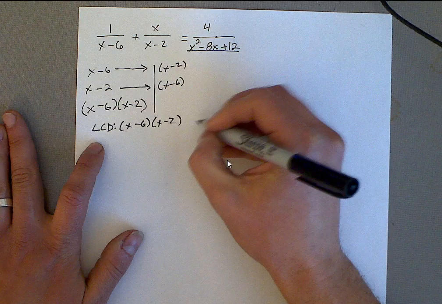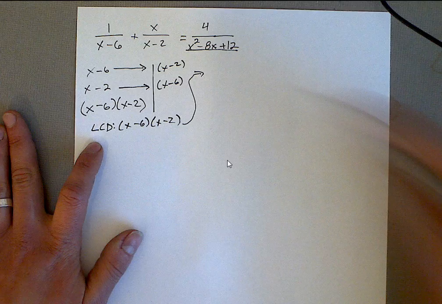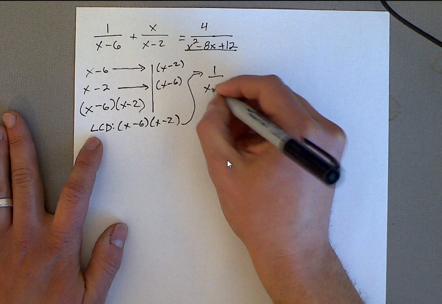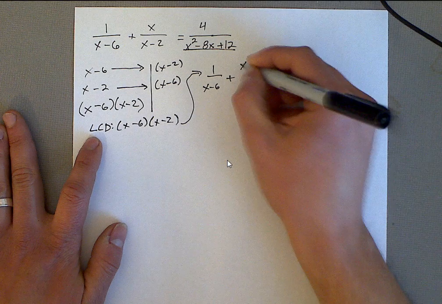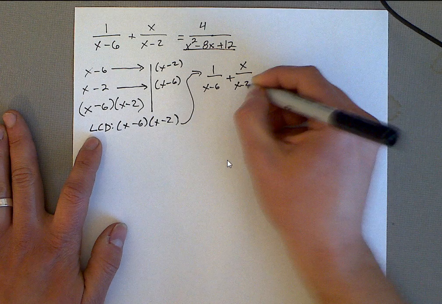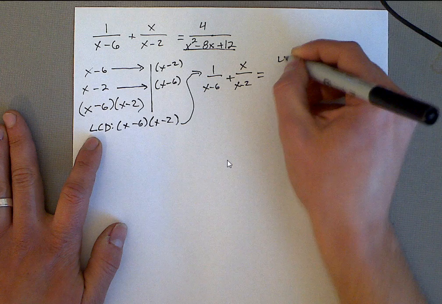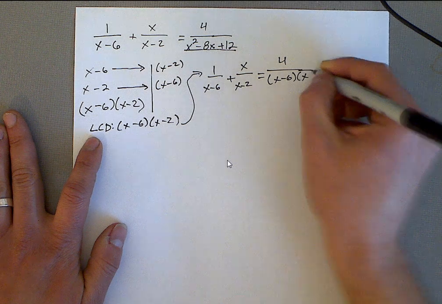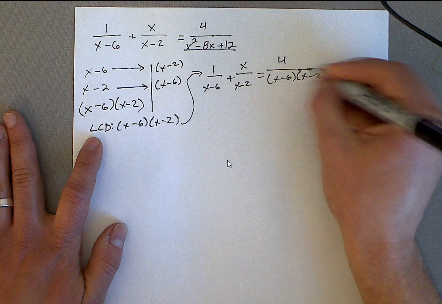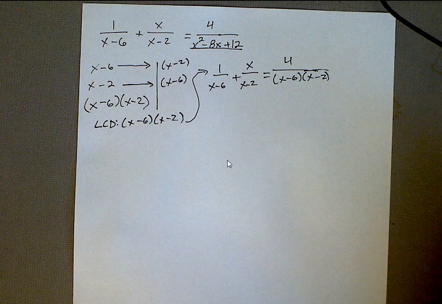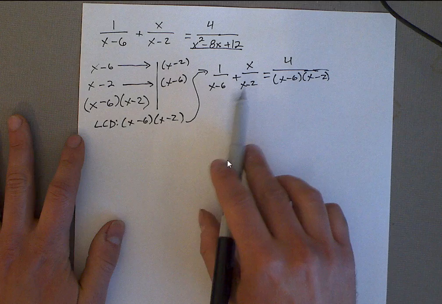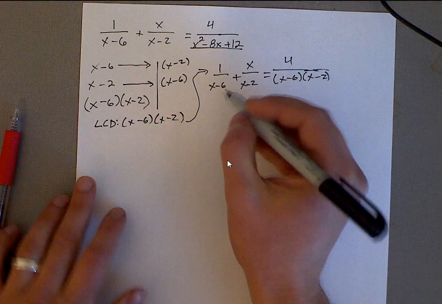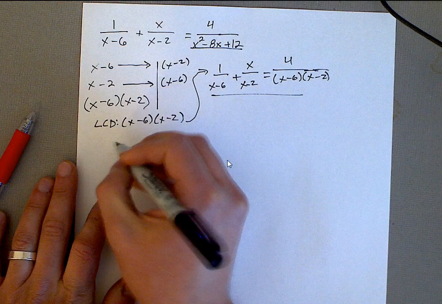So before we go any further, let's rewrite the original equation as 1 over x minus 6 plus x over x minus 2 equal to 4 over x minus 6, x minus 2. So now let's multiply all the parts by the least common denominator. So we're going to do, let's move it down here.